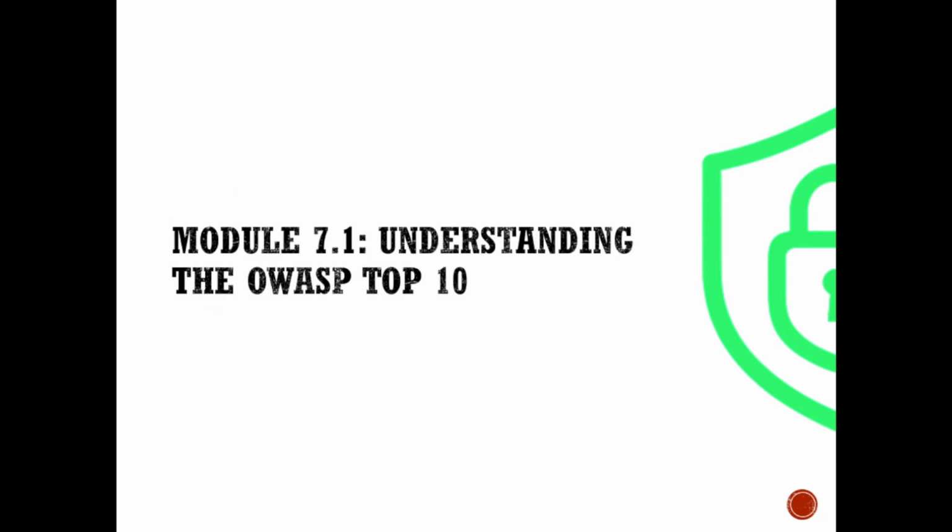Module 7.1, Understanding the OWASP Top 10. Welcome to Module 7.1, where we start our journey into web application hacking by exploring the OWASP Top 10, the industry's most trusted list of critical web security risks. Whether you're securing apps or hacking ethically, knowing these top threats is non-negotiable.